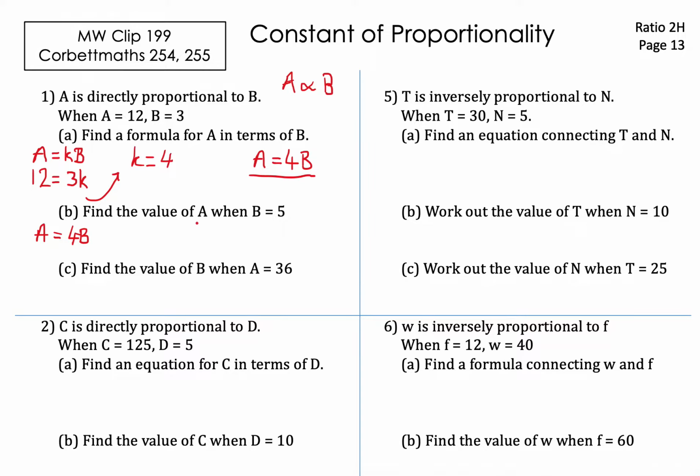Okay, so here we're asked to find the value of A when B is 5, so we're just going to substitute in B is 5, and that tells us that A is 20. And then on part C, you go back to using the general formula again, but this time we're told A is 36, find the value of B. So to work out what B is, I need to get rid of this 4, so I divide both sides by 4 and get 9.